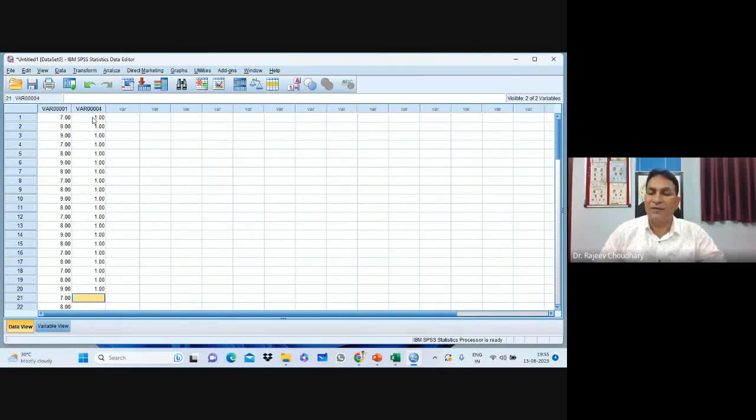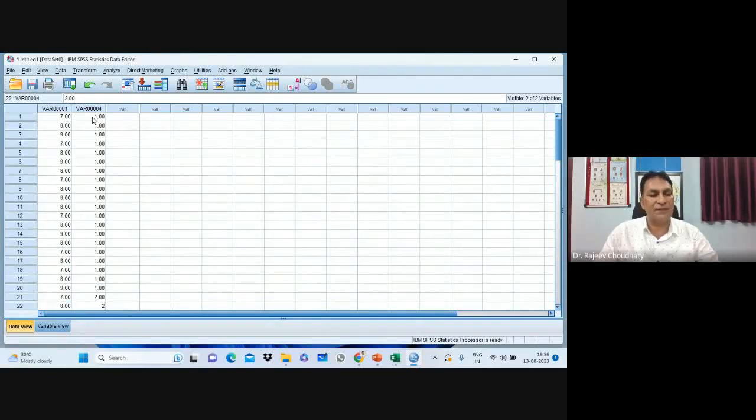And the next 20 scores belong to commerce, we know that. I am going to give the value 2 for commerce. Enter the value 2 in front of the next 20 scores. 2 stands for commerce. And 3 stands for science. 3 stands for science.